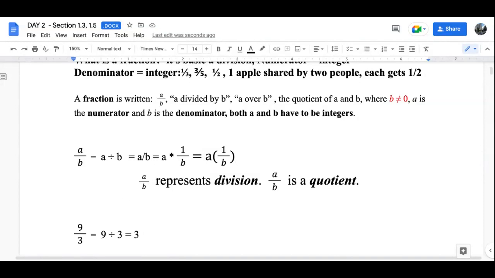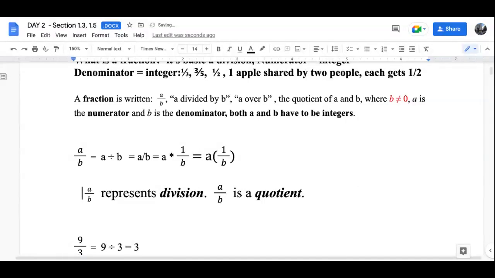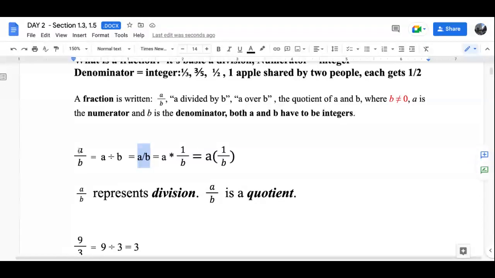So make sure this makes sense for you, okay? It's important to understand this. So a divided by b, it's a divided by b. Or sometimes we write it as a slash b, just for convenience, right? Because sometimes it's difficult to make a over b, so we just write it as a slash b.